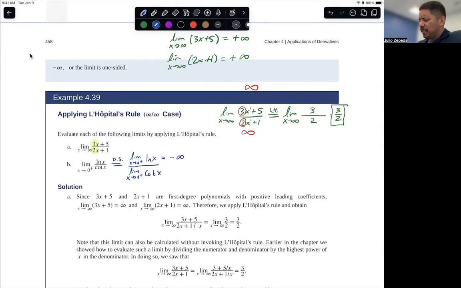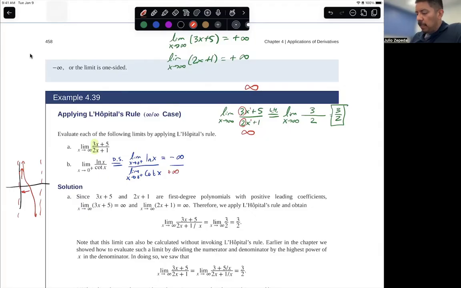And the cotangent of x, what does that do? Let's graph the function. Hopefully we remember the graph from pre-calculus. Tangent looks like this, and cotangent, if my memory is correct, looks like this. And so the limit as x approaches 0 from the right is going to be positive infinity. So since we have an infinity divided by another infinity, it doesn't matter if they're positive or negative, L'Hopital's rule here will apply.